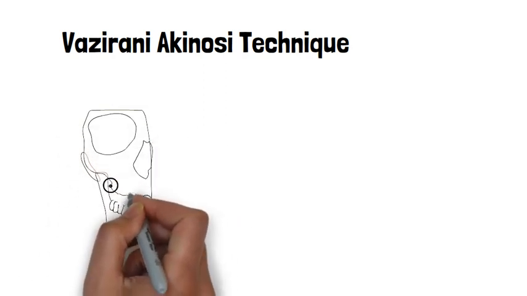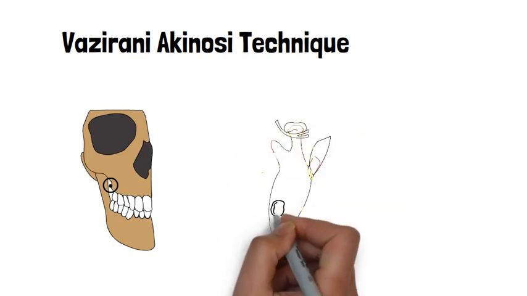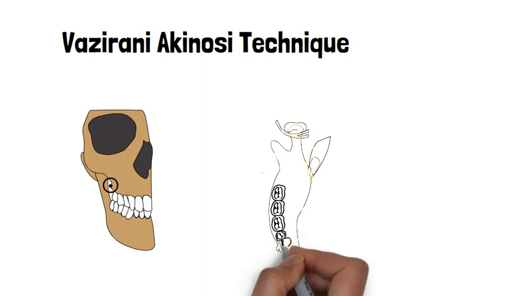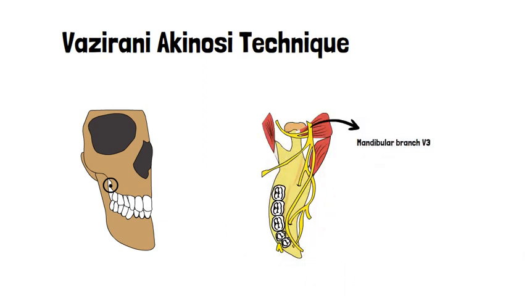Through this technique, the third division of the trigeminal nerve, which is the mandibular branch, is anesthetized. This branch of the trigeminal nerve provides both motor innervation and sensory innervation. The motor innervation is to the muscles of mastication, and the sensory supply is to the mandibular region of the face.